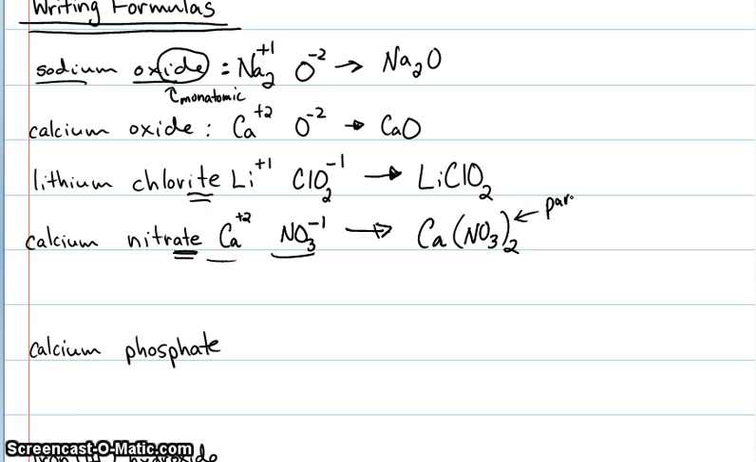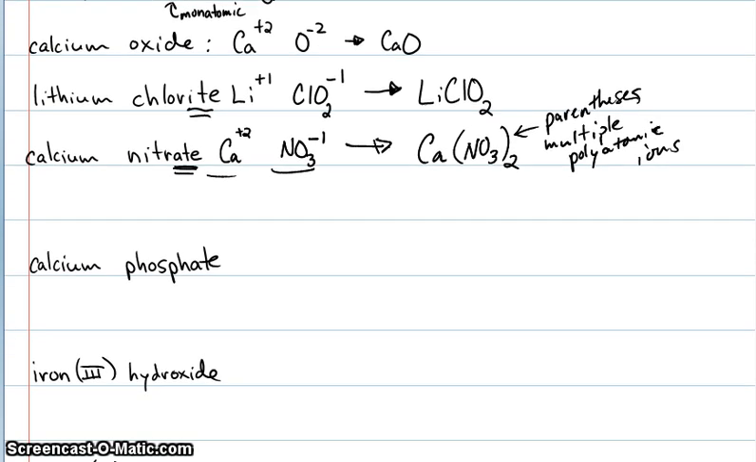Now we need parentheses because we have multiple polyatomic ions present. So do we want to say 2 of oxygens or 2 of everything? We want to say 2 of everything. We have to be careful there because sometimes polyatomics don't have a subscript at the end to help us remember to put our parentheses. That's one of the very, very common mistakes.